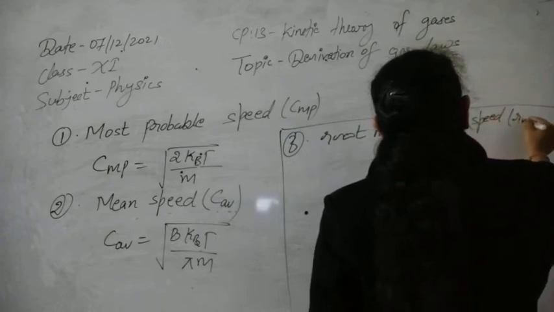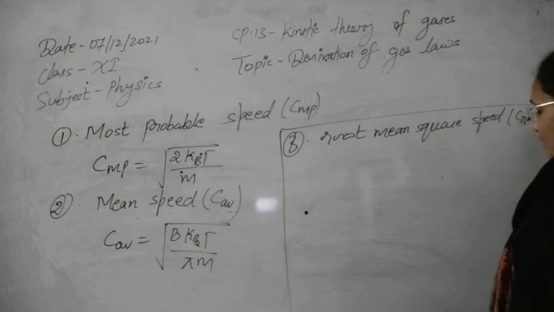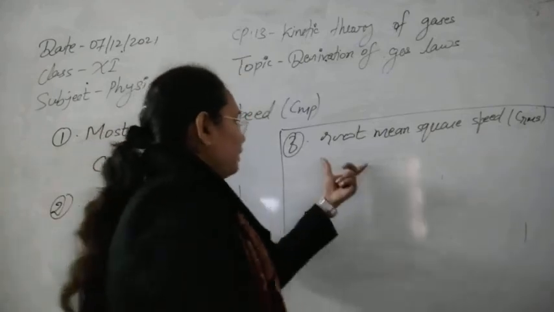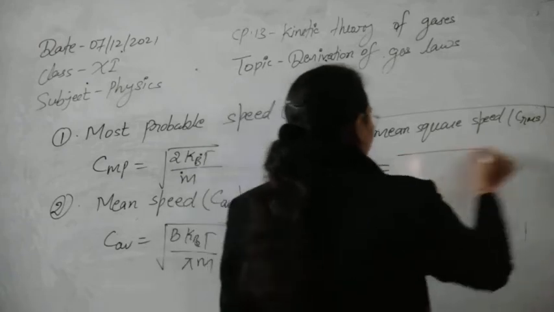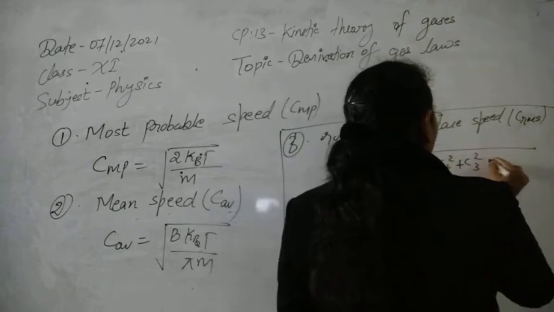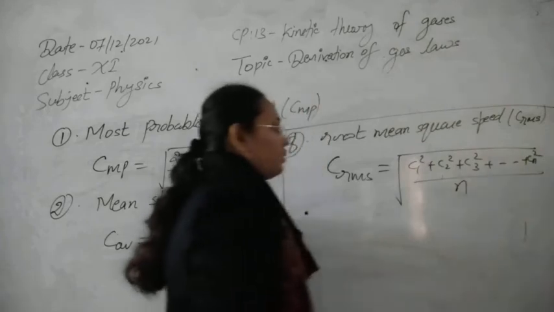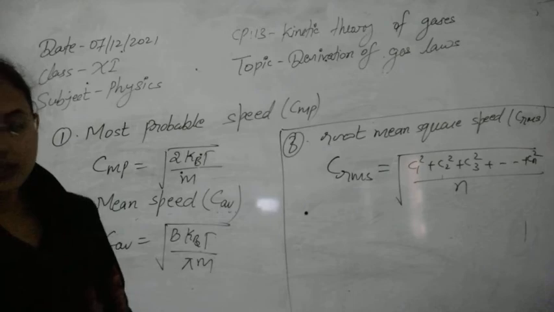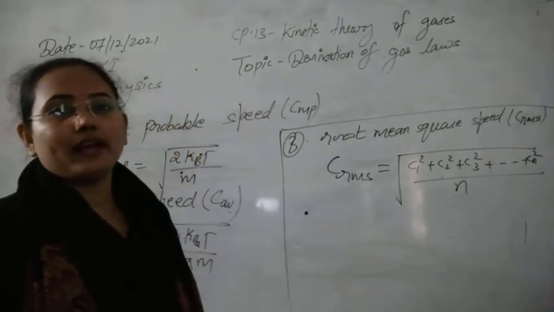And that is denoted by CRMS. So by the definition you can write CRMS equal to the root of C1 square plus C2 square plus C3 square plus up to Cn square, upon n. So the average of the squares of all the velocities, after that we are taking the root of that, that is known as root mean square speed, that is giving the more accurate result.